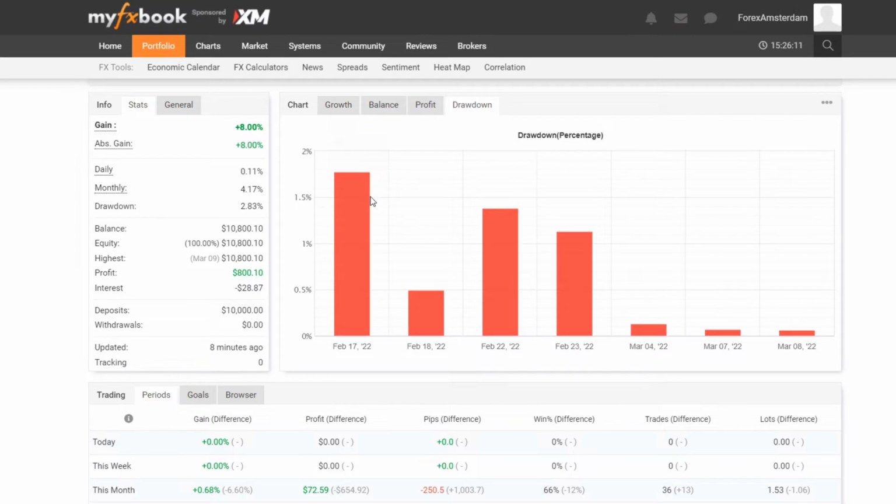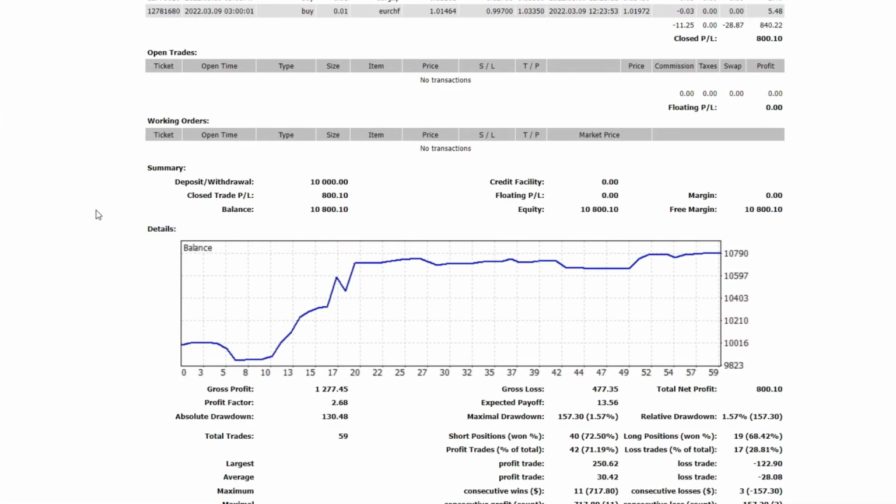My drawdown was below the 2%. It was never higher than that. If I'm looking at the statement from the broker, it says that my relative drawdown was 1.57%, which is really low, and you can have a drawdown of 12% at maximum. I was able to pass the challenge with 1.57% drawdown, which is, like I said, really good.